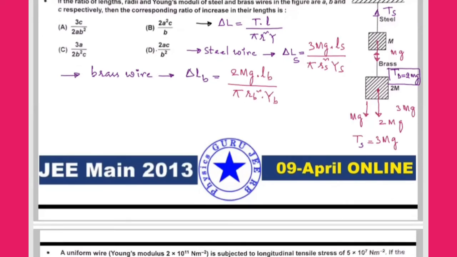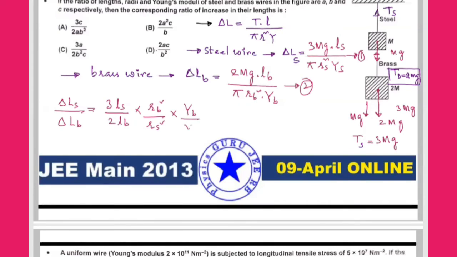Now what we'll do, just divide both the equations. Let me take this as equation number 1 and this as equation number 2. If I divide both the equations, then delta LS divided by delta LB equals, here 3 mg will get cancelled, so I get 3 LS divided by 2 LB into rb square by rs square into Y brass divided by Y of steel.